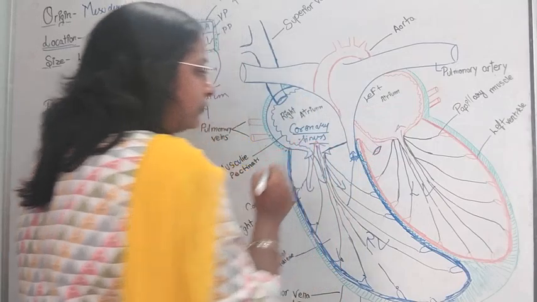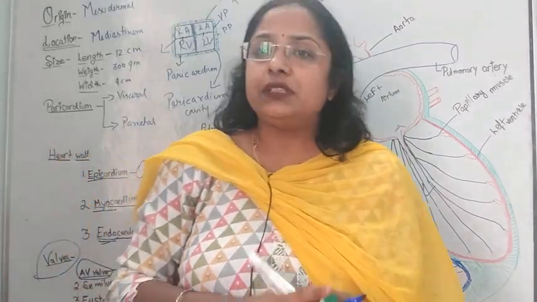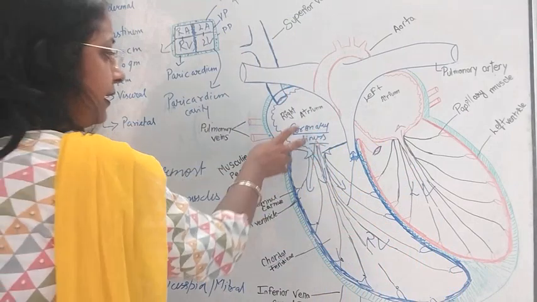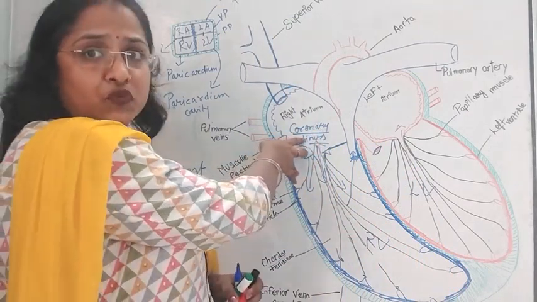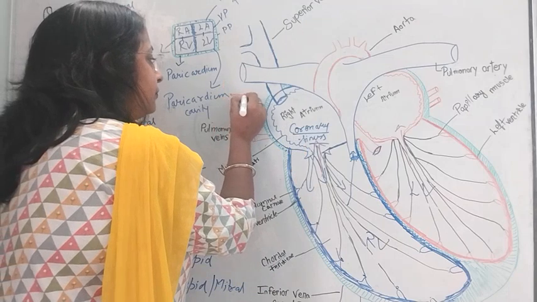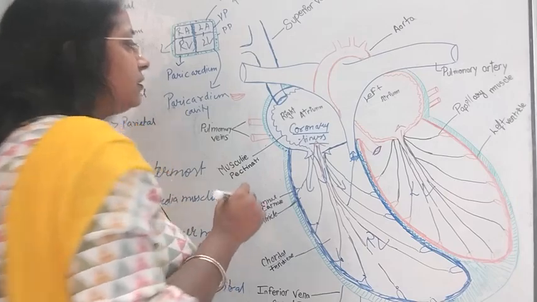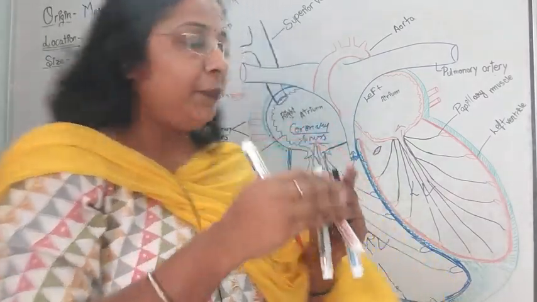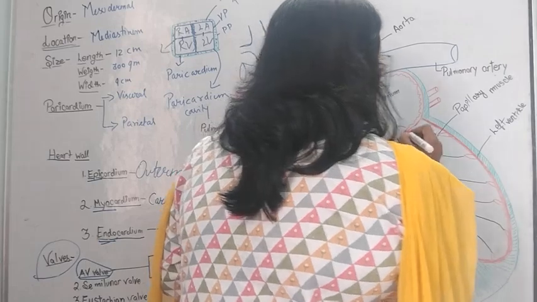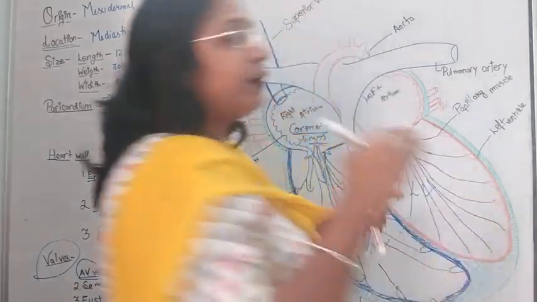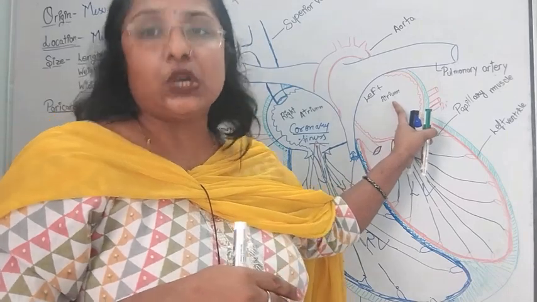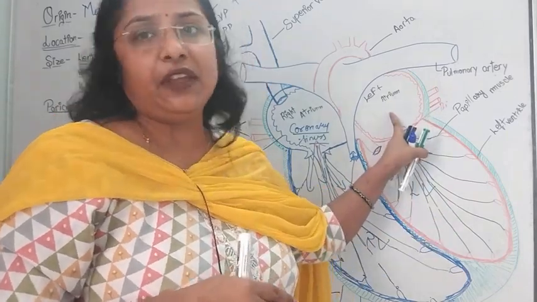So there are some flap-like structures. These are known as valves, the AV valves. Between the right atrium and right ventricle is situated the tricuspid valve, shaped something like that. Three flap-like structures which prevent backflow of the blood. The bicuspid valve has two cusps, two leaf-like structures, which prevent the backflow of oxygenated blood from the left ventricle to the left atrium.